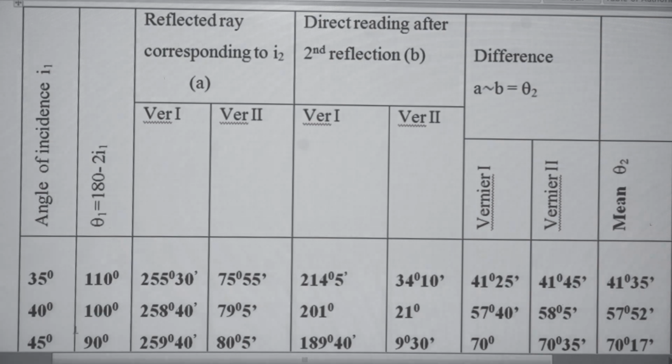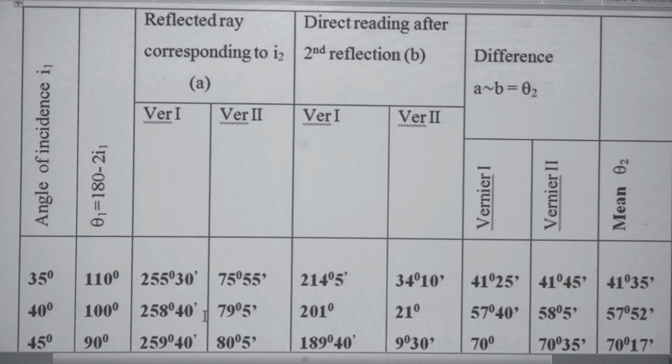Now it is repeated for another value of angle of incidence. Say angle of incidence is equal to 40 degree we selected. Then theta through which the telescope is rotated, that is 180 minus 2I. 2I is 80. So 180 minus 2I, that is 100. It is rotated through an angle of 100 degree and fixed. Then we obtain the reflected ray by placing the prism. Prism is rotated and we obtain the reflected ray.